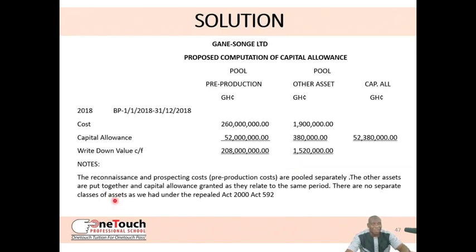Note, the reconnaissance and prospecting costs, called the pre-production costs, are pooled separately. The other assets are put together, and capital allowance is computed as they relate to the same period. There are no separate classes of assets as we had under the repealed Act 2000, the IRS Act, where you had to find the class they belong to. But under the new Act, you don't need to find the classes before you calculate capital allowance. That's why computation of capital allowance under the new Act is very, very simple for mining and petroleum operations.